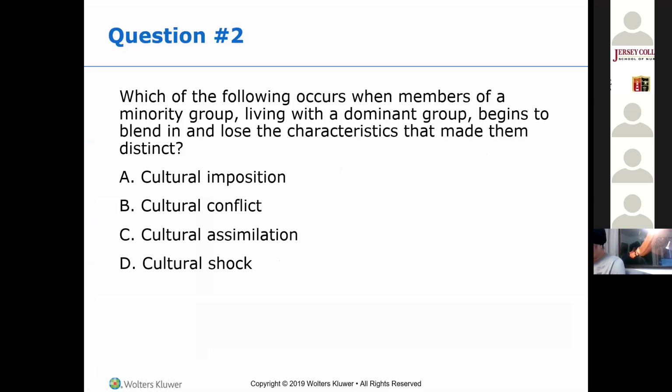Which of the following occurs when members of a minority group living within a dominant group begin to blend in and lose characteristics that made them distinct?